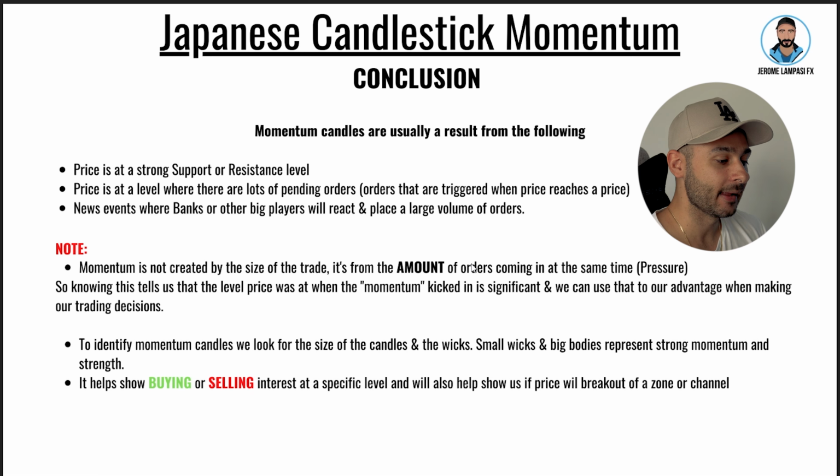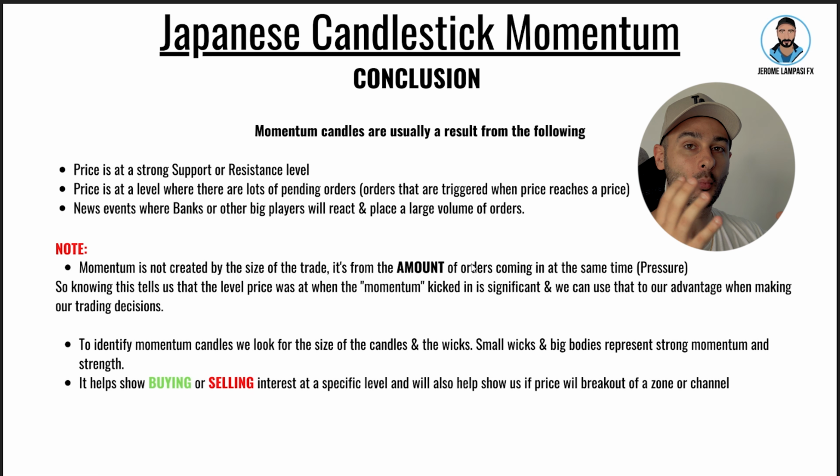Think of it as a new shop opening, for example, and it's popular and it's advertised and everyone comes to it at once. That is what momentum is. It's an increase in order flow, not so much the amount, the dollar figure being transacted, it's the amount of orders. So when you see momentum, you know a lot of people are interested in this one area in the market. To identify momentum candles, we look for the size of the candle and the wicks. Small wicks and big bodies represent strong momentum and strength. It helps show buying or selling interest at a specific level, and will also help show if price will break out of a zone or a channel.